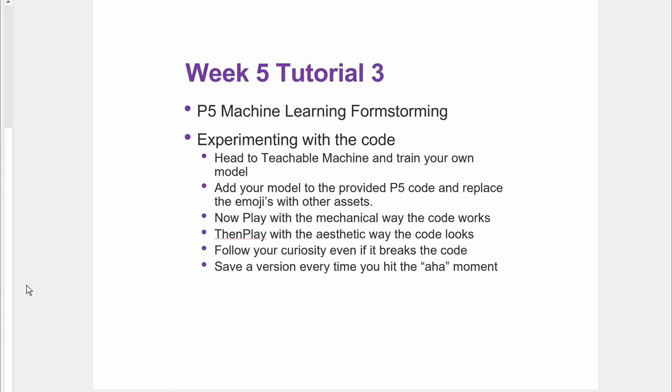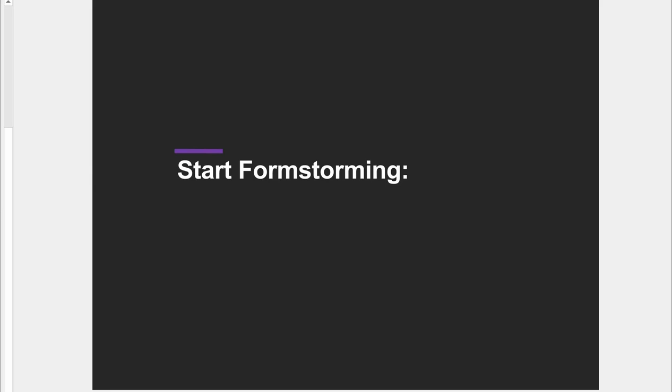Add your model, so add that URL once you upload it, add your model to the provided P5 code, and replace the emojis with other kinds of objects and assets, right? And again, go in, play with the mechanical way the code works, then play with the aesthetic way the code looks, follow your curiosity, even if it breaks the code, and always save your versions every time, all right? Whenever you hit that aha moment, it's a pretty special thing, actually. And with that, start form storming.